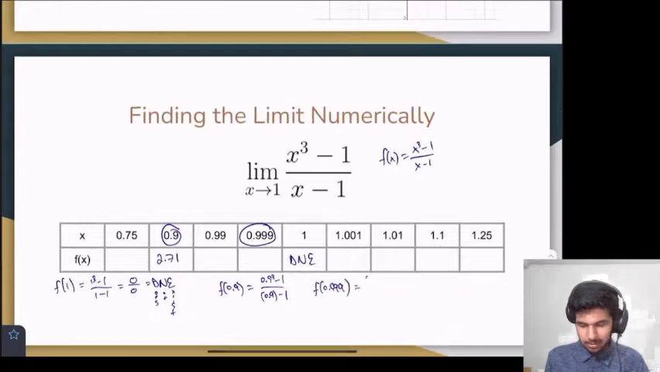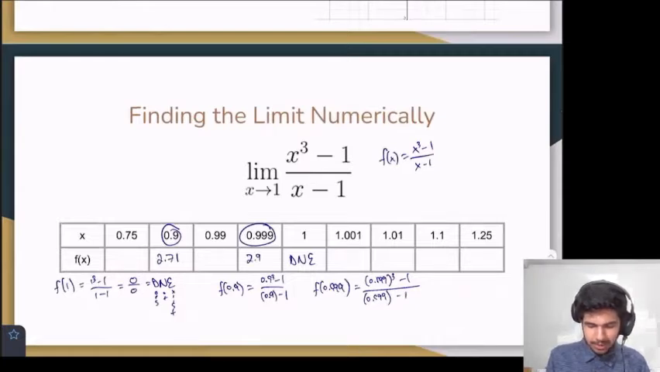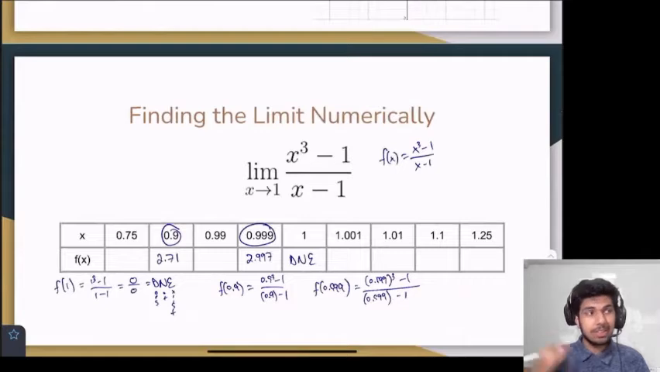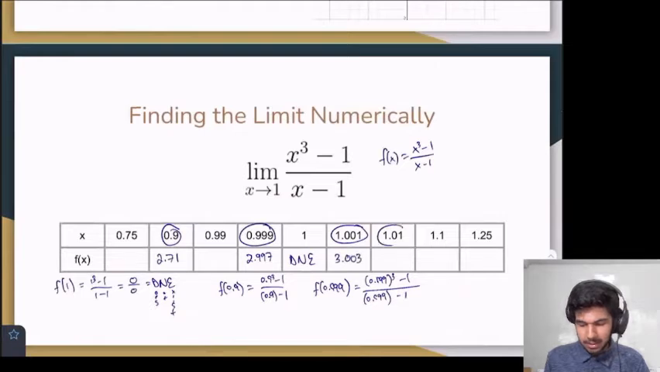That equals, well, 0.999 cubed minus 1 over 0.999 minus 1. And that evaluates to 2.997. And then we can do the same thing from the other side. This value, we plug it in, we'll get like 3.003. This one will get 3.03, something like that.